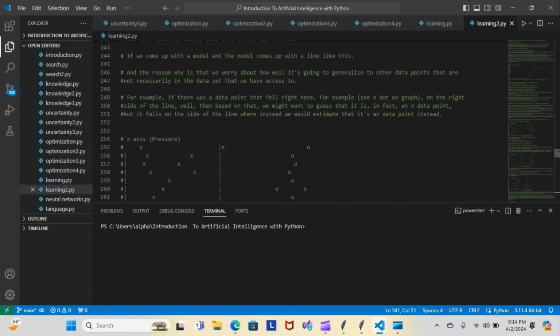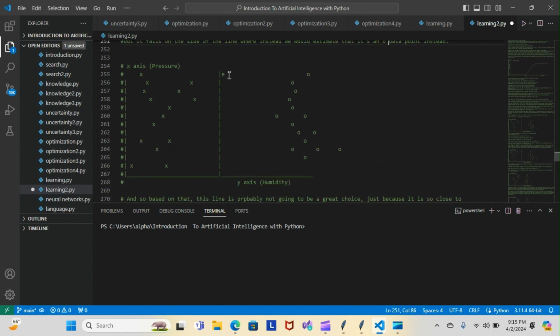For example, say there was a data point that fell right here, on the graph on the right side of the line. Well, based on that, we might want to guess that it is, in fact, an X data point. But it falls on the right side of the line, where instead we would estimate that it is an O data point. Let me go ahead and put the O there. So as you can see, we have an input here of E. It's on the right side with the O's, but it's actually closer to the X's. So based on that information, our model might misclassify it as an O when actually it could be an X.